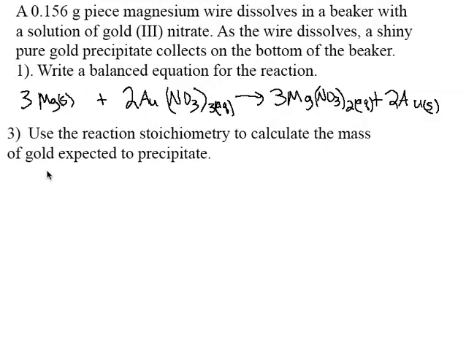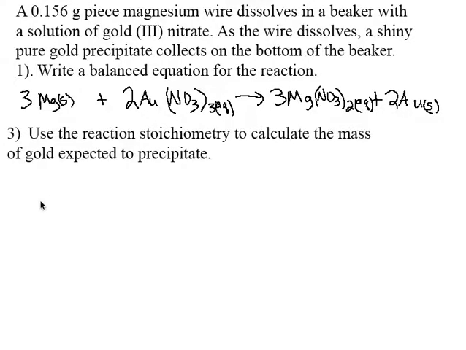The way that we're going to do this is the same strategy that we've used in previous conversions. We're going to start with the grams of magnesium and convert that to moles. When we have the moles of magnesium, we'll use the mole ratio between the magnesium and the gold to convert to moles of gold. And then finally, we'll use the atomic mass of gold to find the expected grams of the product.